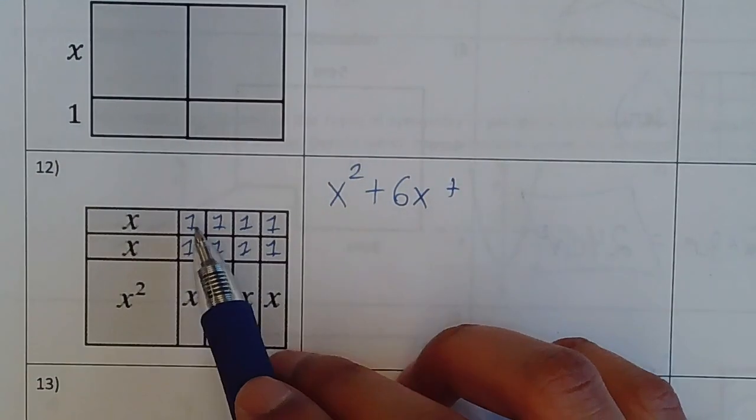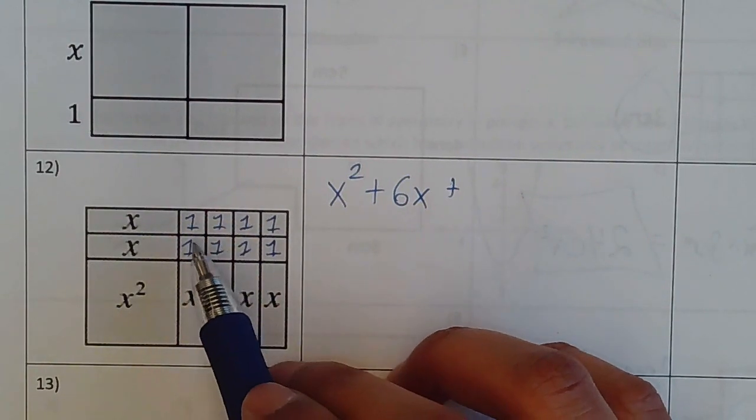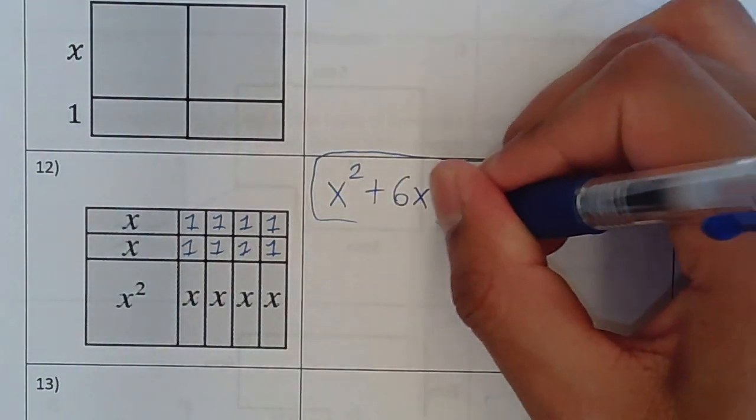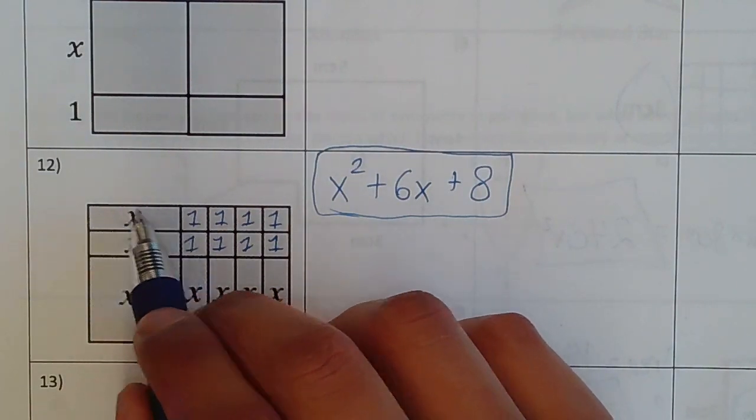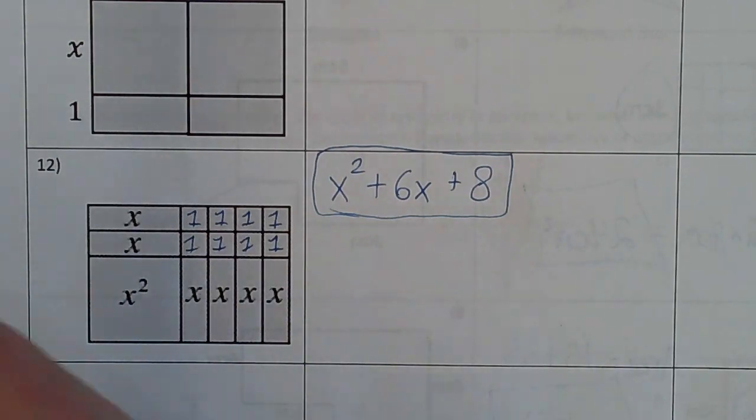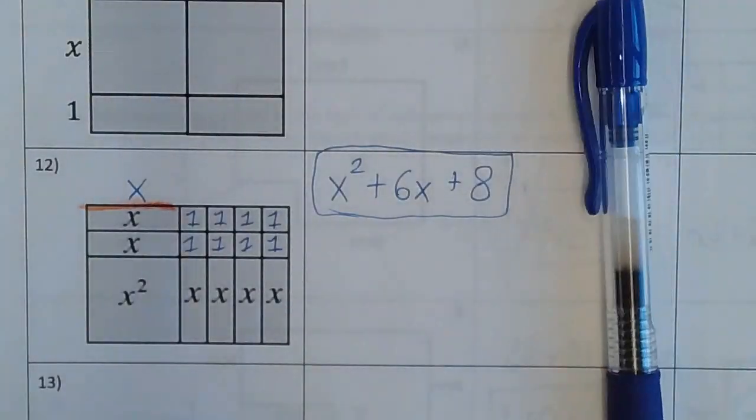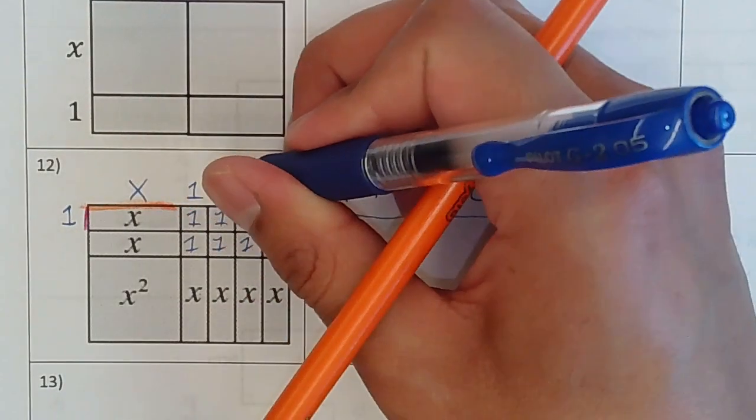How many little 1 squares do I have? Looks like I have 1, 2, 3, 4, 5, 6, 7, 8. Put a box around that. I want you to know that the rectangles that have an x have a length of x, and they have a width of 1. Go ahead and fill this in, the rest of the perimeter.